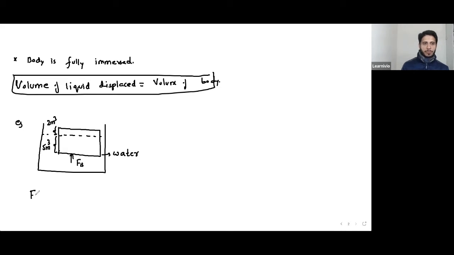So you will write that buoyant force is volume of body immersed multiplied by the density of liquid multiplied by g. So how much is the volume of body immersed? It's 5 meter cube. How much is exactly the density of the liquid? It's water. You should remember that the density of water is 1000. g you can take as 9.8 or you can take it as 10.